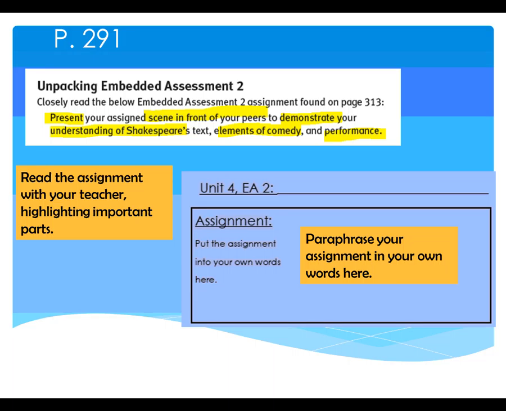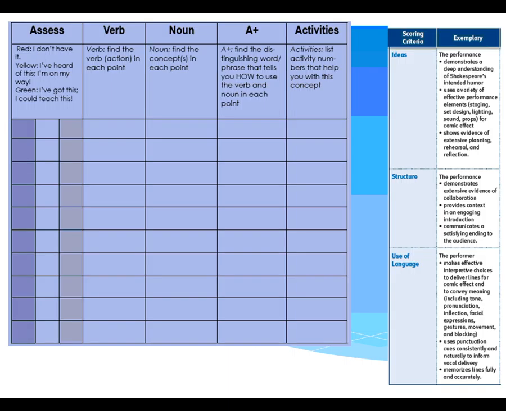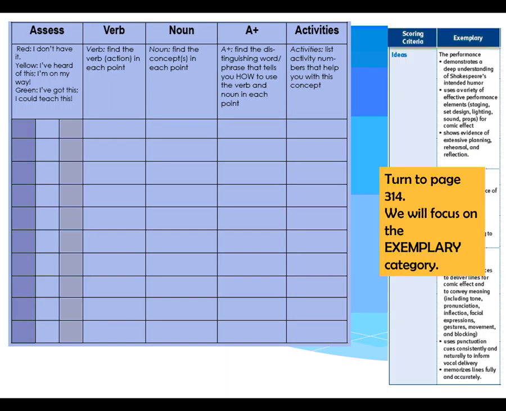So there's a lot involved with this EA, but what makes it nice is that you've really practiced everything leading up to this point. So the last thing I'm going to have you do with your purple bookmark, if you haven't already, make sure your name is on it. Take those key ideas that we highlighted and paraphrase them, put them in your own words in the assignment box on your purple bookmark.